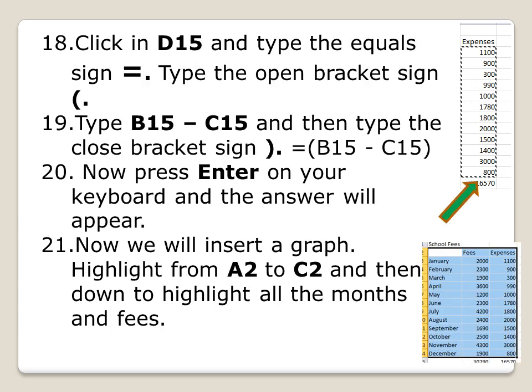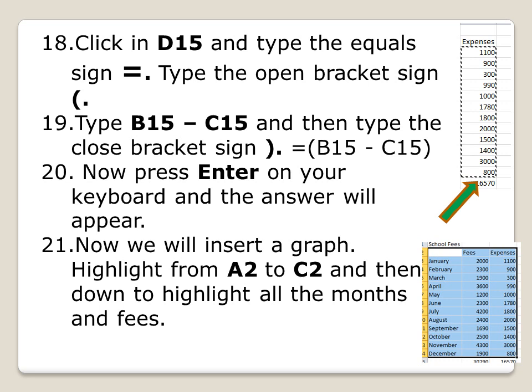Click in D15 and type the equal sign. Type the open bracket sign, and then next type B15 minus C15, and then type the close bracket sign. And you'll see on the right here what it should look like. Now when you press enter on your keyboard, the answer will automatically appear.